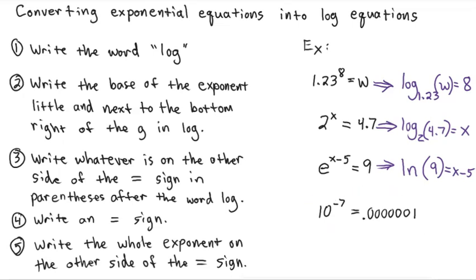Now let's do this one. 10 to the negative 7 power is equal to this very small decimal. So first we're going to write the word log. Then we're going to write the base of the exponent, 10, right here. Then in parentheses, we're going to write what's on the other side, 0.00000001. Then an equal sign, and then the exponent, negative 7. And so this is the logarithm of this.